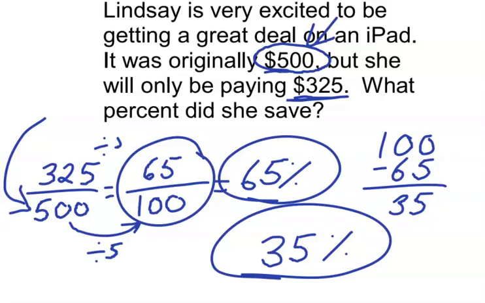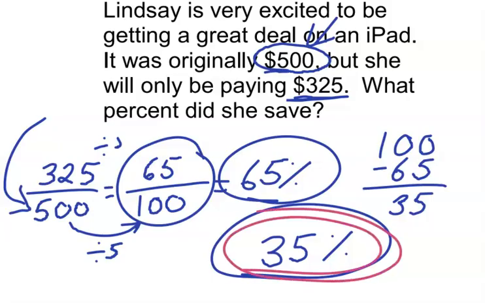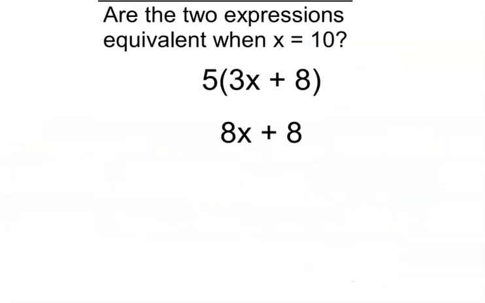So how much out of 100? So to answer this, what is the percent that she saved? The answer is 35%, okay, because she paid 65% of the total cost. So there's your answer.